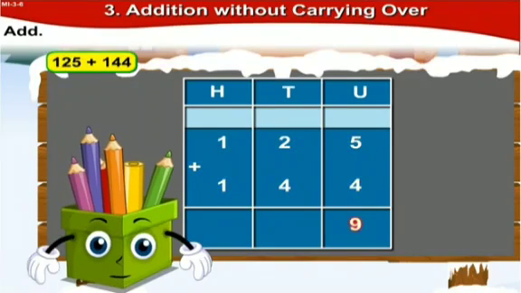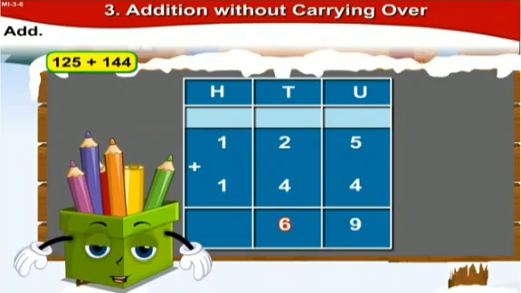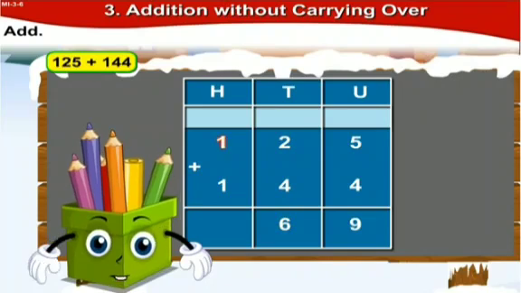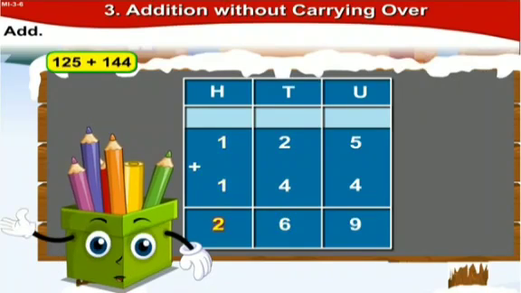Now the tens column, 2 tens plus 4 tens is 6 tens. Hundred column, 100 plus 100 is 200. So it is 200, 6 tens, 9 units, which means the answer is 269.